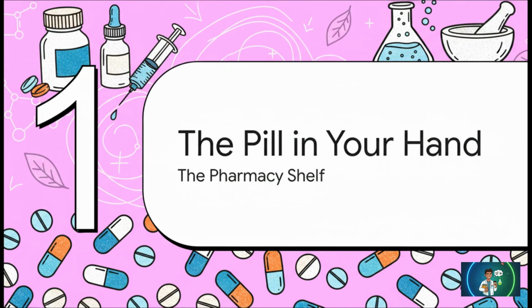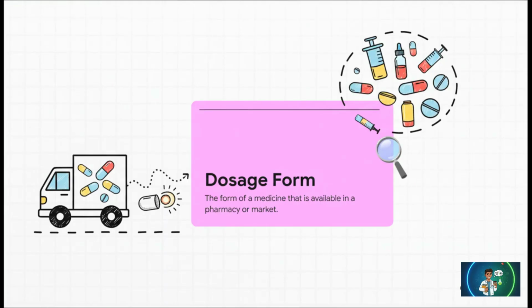You know, that pill, or maybe it's a syrup, or even an injection. That's the form we're all familiar with. But in the world of pharmacy, this whole delivery system actually has a very specific name. It's called the dosage form. And it's a pretty brilliant concept when you think about it. It's basically the delivery vehicle. It's designed to hold the medicine and make it super easy for us to take.